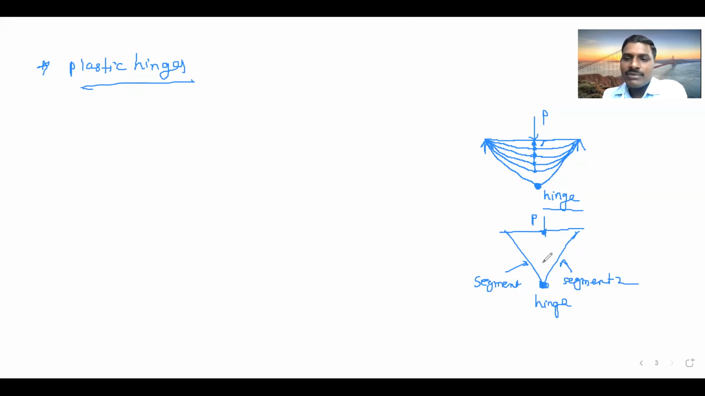Whatever example I have given, this example you are getting here, whatever I have shown.